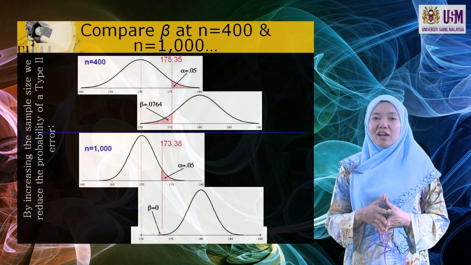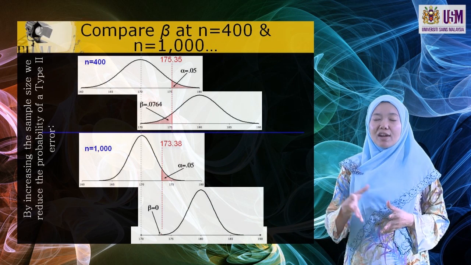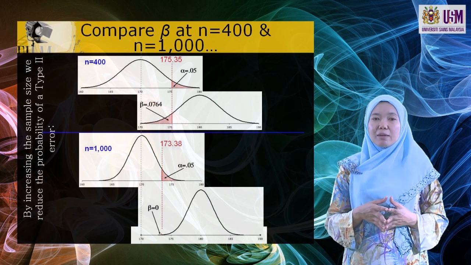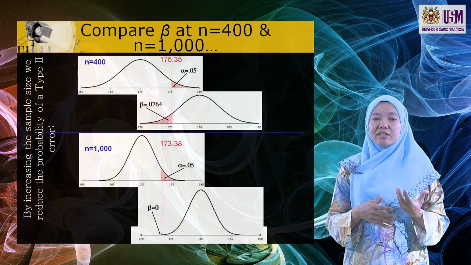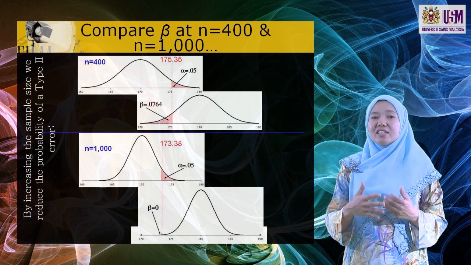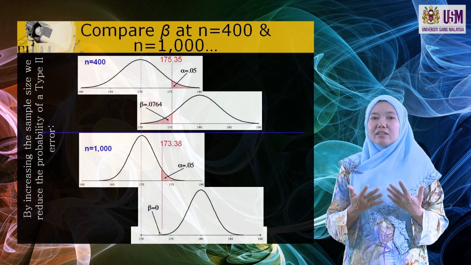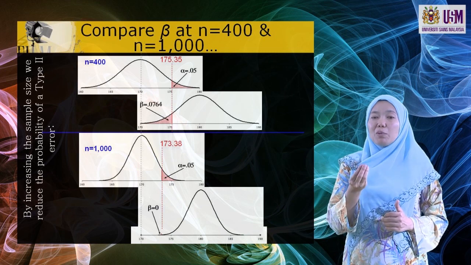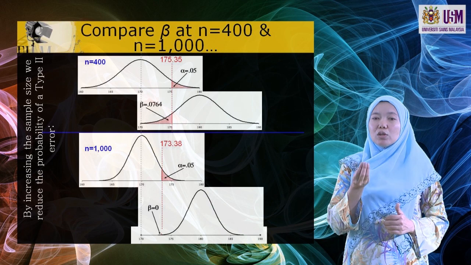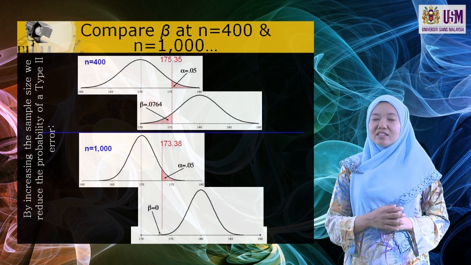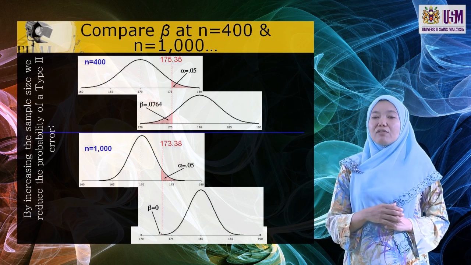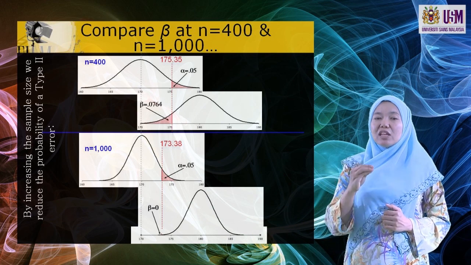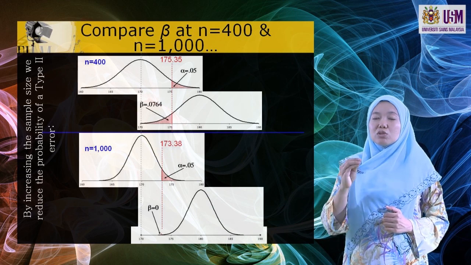The slide that you're looking at now is comparing beta when n equals 400 and n equals 1000. So these are the two different sample sizes. Initially, we start with a sample size of 400. Then we move on with sample size equals 1000. You see that by increasing the sample size, we reduce the probability of making a type 2 error. The top pair of graphs shows that beta, the probability of making a type 2 error, equals 0.0764. As a result of increasing the sample size for the same level of significance, alpha equals 0.05, your beta now is approximately 0. That means if you need to reduce the probability of making a type 2 error, increase your sample size.